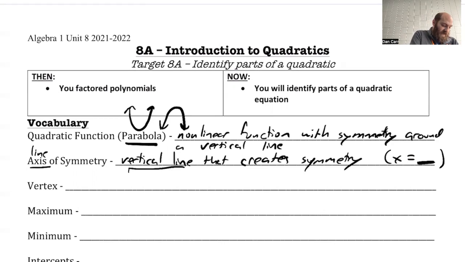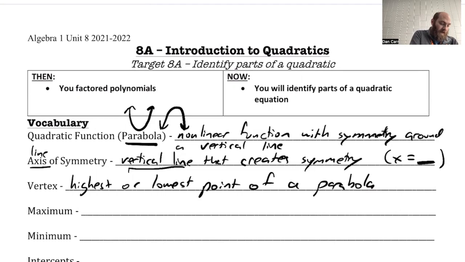The vertex is the highest or lowest point of a parabola. Okay, so looking up here, my vertex would be down here and up here. So it just depends on which way it opens. So it's the highest point here, it's the lowest point here.